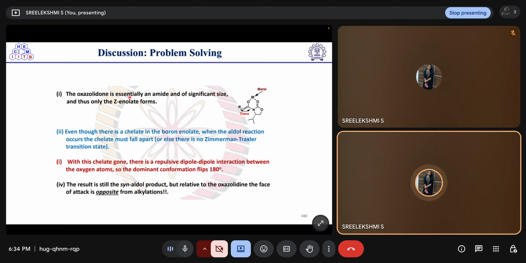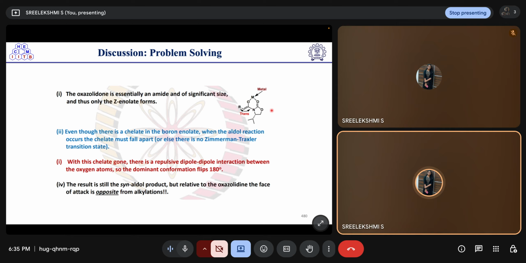Now, some other factors which will control this reaction: the oxazolidinone is essentially an amide and of significant size. So mostly what will be favored is that the Z enolate will be formed, because these two groups will be trans, and that will be more preferred. So we will be getting Z enolate and syn-aldol in most of the cases.